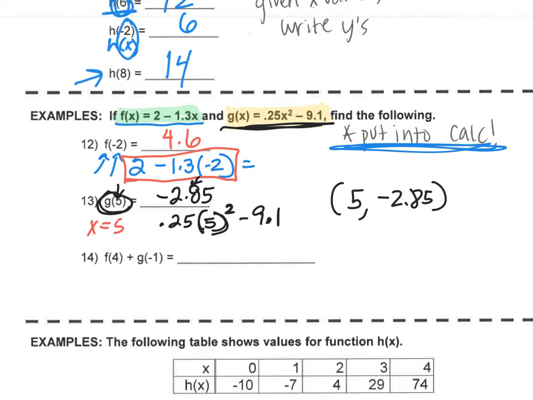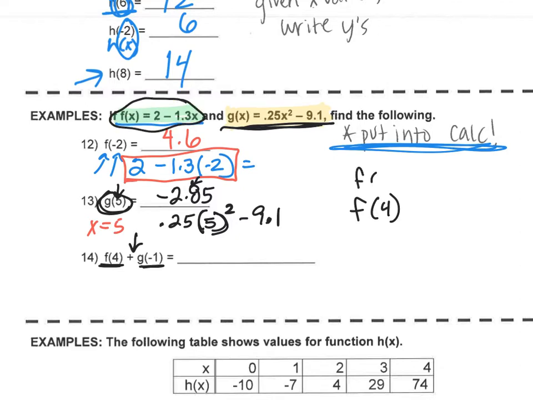Now, I'm looking at number 14. Notice I have actually 3 problems in one. First, I have to figure out what f of 4 is. Then I have to figure out what g of negative 1 is. And then I have to add both of them. So I'm going to go over here on this side, and I'm going to work f of 4. So I want you to remember that this is the function, right? So f of x equals 2 minus 1.3x. So that means everywhere there's an x, I'm going to write a 4. And when I plug that in, I'm going to get negative 3.2.